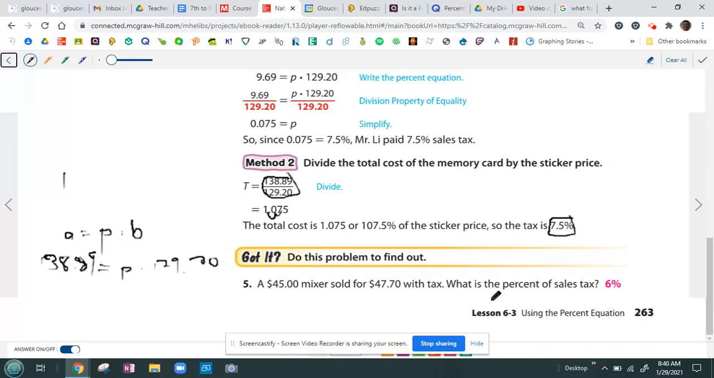Okay? All right, you get to practice it here, and you already can see the answer, but try to get it yourself. See if you can follow either method and get that 6% sales tax.